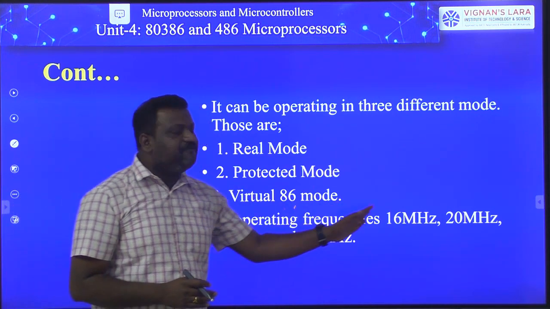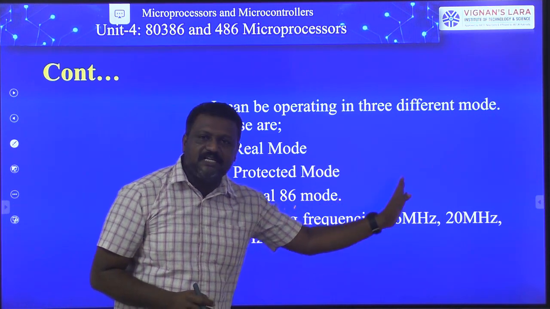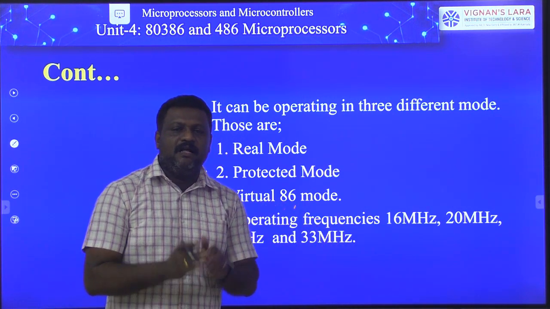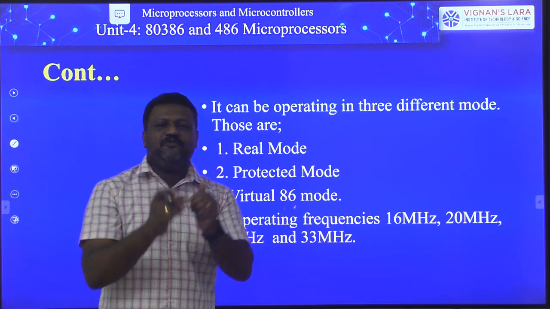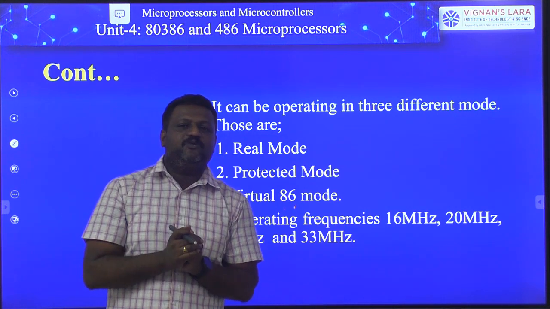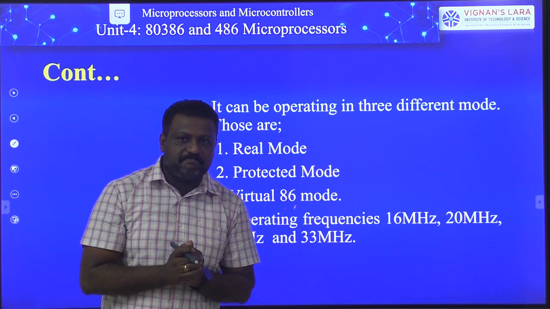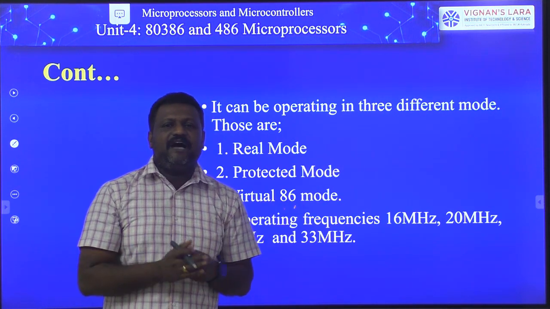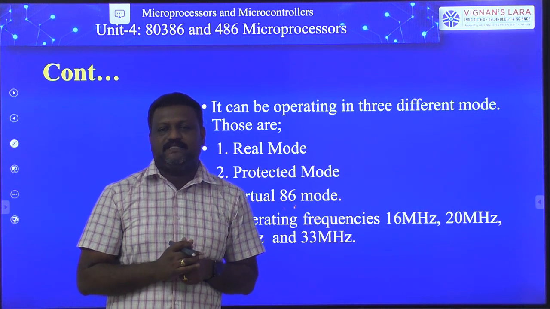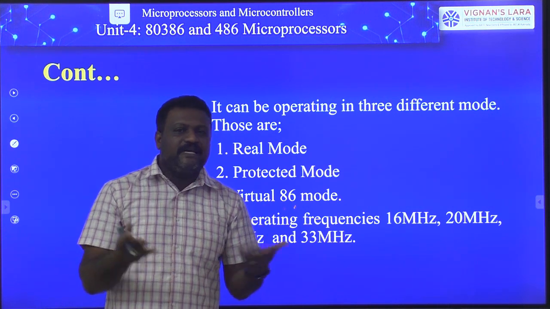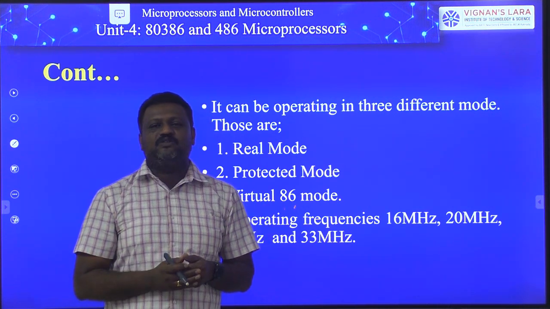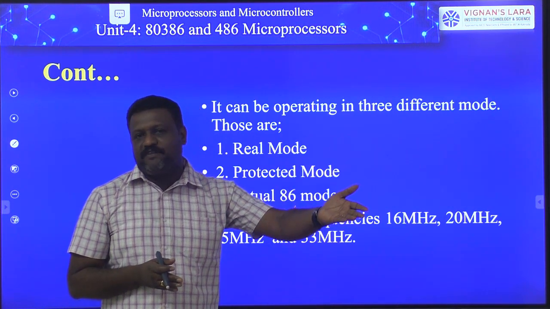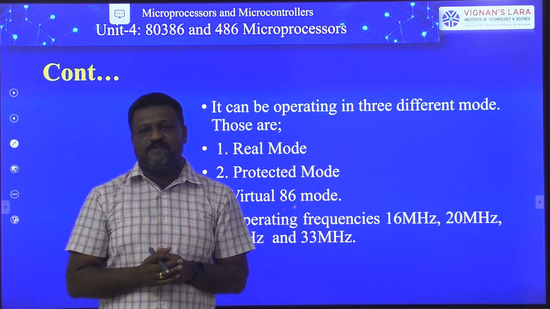Next, its operating frequencies: 16 MHz, 20 MHz, 25 MHz, and 33 MHz. Just remember, guys, if you go for 8086, its maximum operating frequency is 10 MHz. Minimum frequencies are 5, later 10 and 8. We have different versions of 8086, like 8086, 8086-1, 8086-2. These are three different versions with three different frequencies: 5 megahertz, 10 megahertz and 8 megahertz.